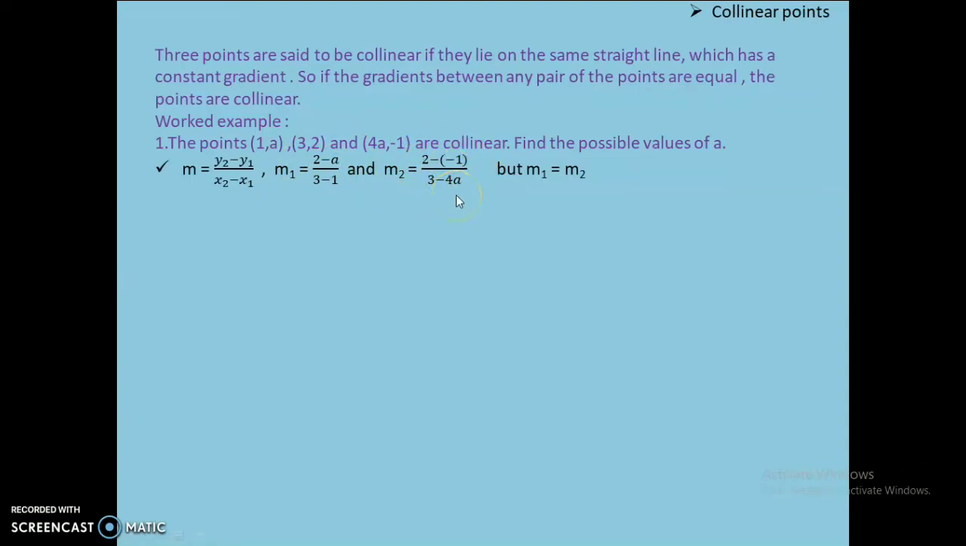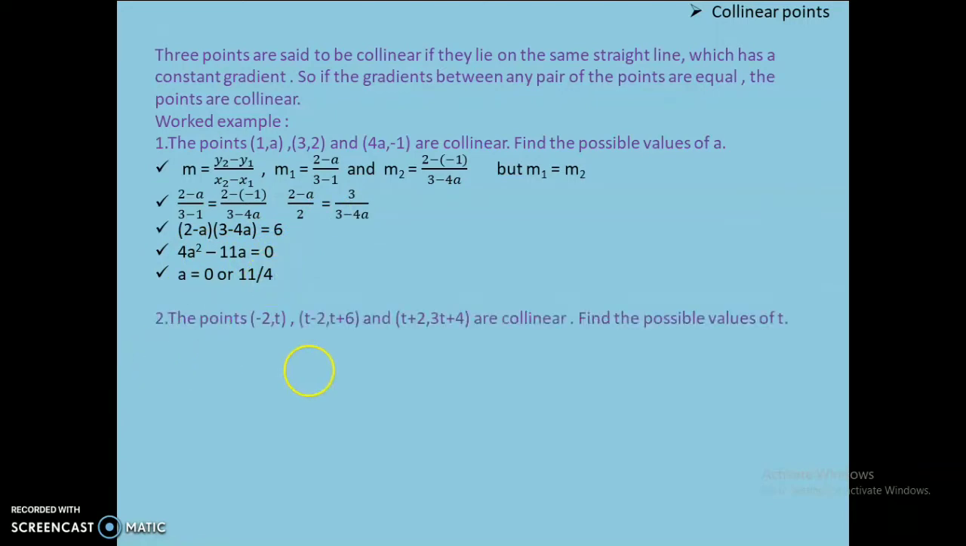But since the points are collinear, they have a constant gradient, so we can equate m1 and m2. Then we get that (2 - a) over 2 should be equal to 3 over (3 - 4a). Then we can simplify everything and arrive at 4a squared minus 11a should be equal to 0. Then the values of a will be 0 or 11 over 4.